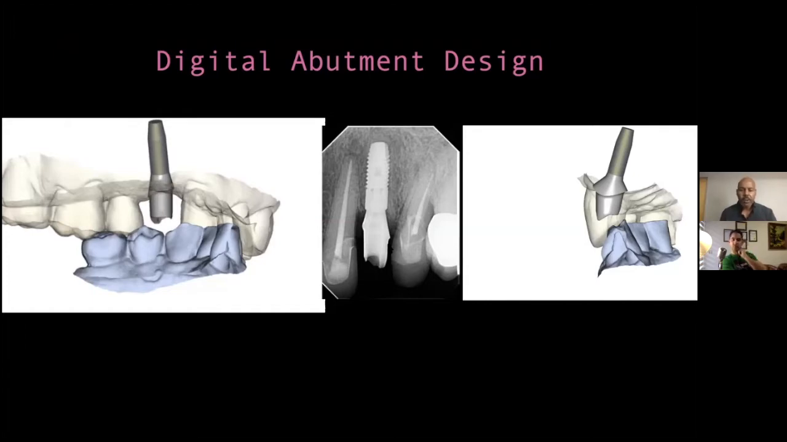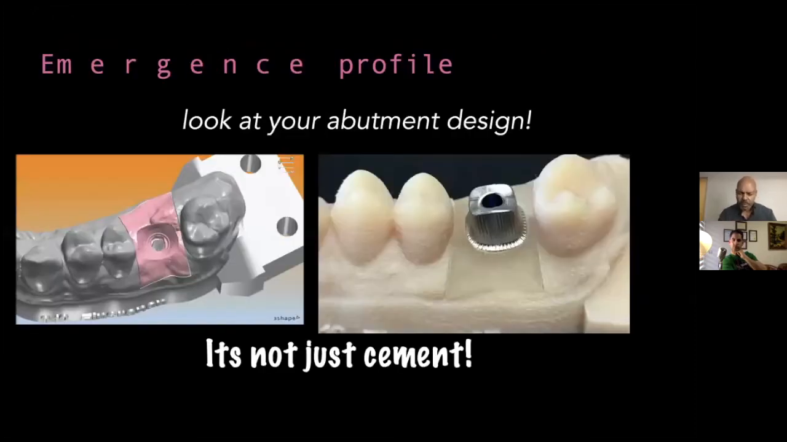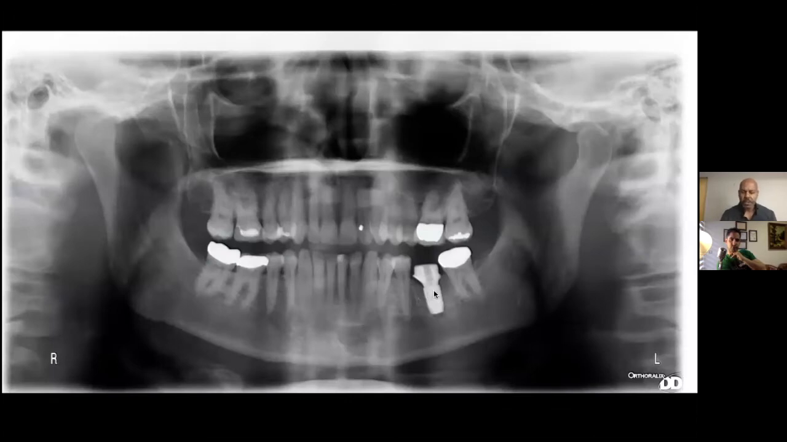Well, when you can raise the shoulder and actually move the screw access hole, that solved a lot of those issues. But again, there were many of us that weren't paying attention to that. They weren't paying attention to the emergence profile and exactly what we could do with these digital abutments. So if you take a look at this case, this looks fairly deep for a molar implant, but look at where my margins are and look at that bone maintenance.